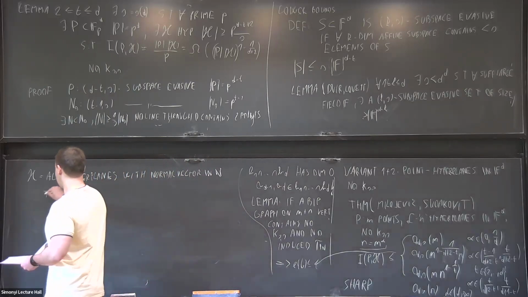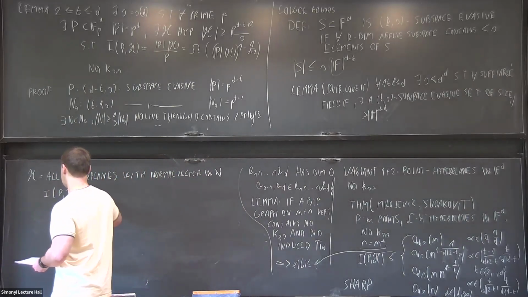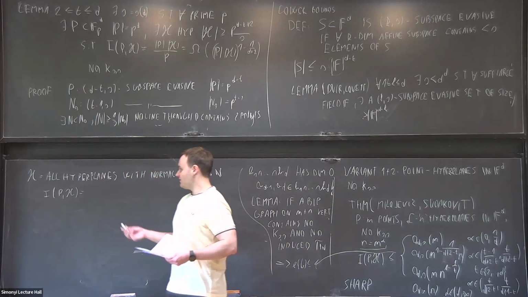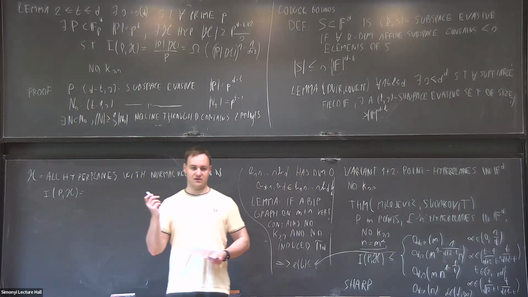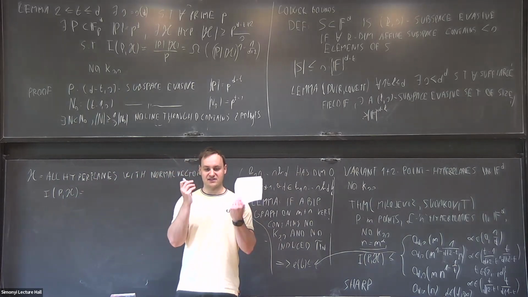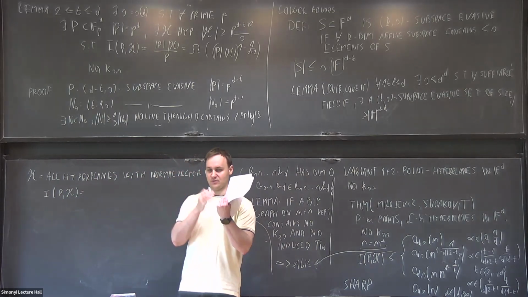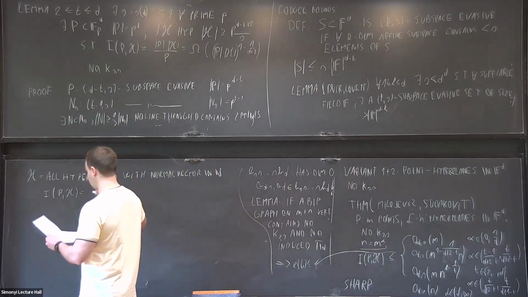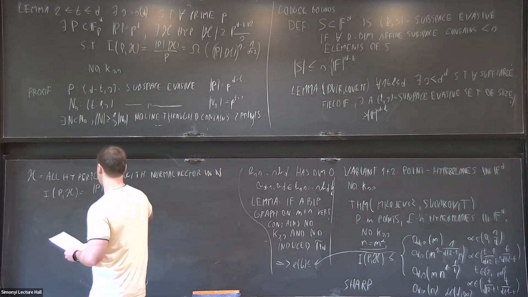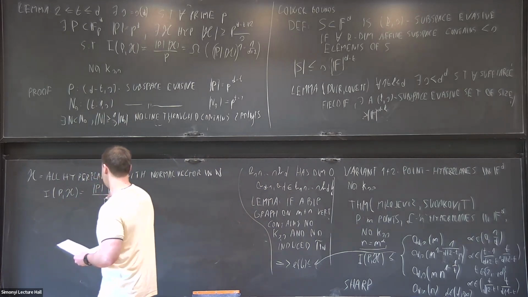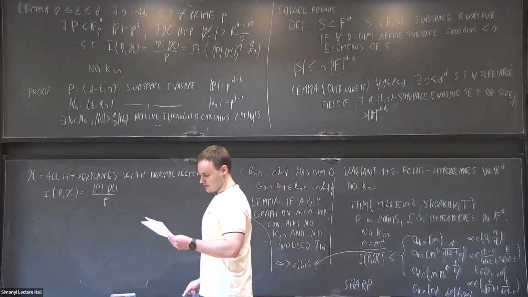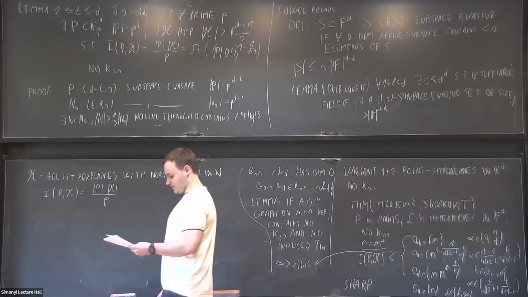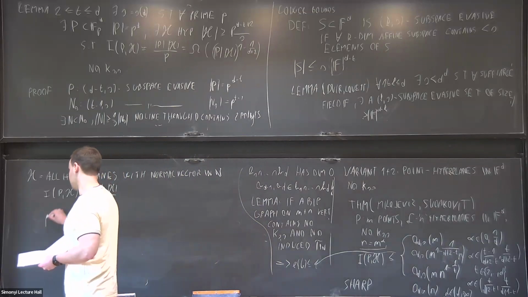So let's first look at the number of incidences. For every normal vector and every point, there is exactly one translate of the hyperplane with this normal vector which contains this point. So we get that this is just the product of p times h divided by p. So this is the bound we wanted, so that's great. Now we just want to show that it's KSS free.